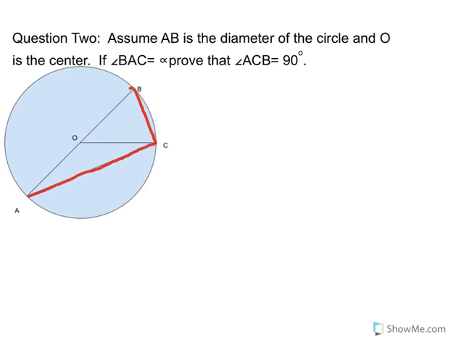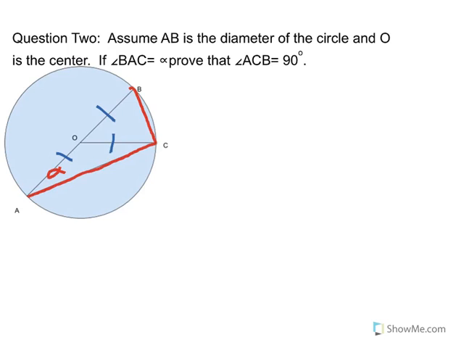Alright, and angle DAC was given as alpha. So now we need to prove that angle ACB is equal to 90 degrees. So let's start out with just what we know. We know if this is the center, then these three line segments are all a radius from the center to the outside, and all radii in the same circle are congruent. So that gives us two isosceles triangles that we can work with.